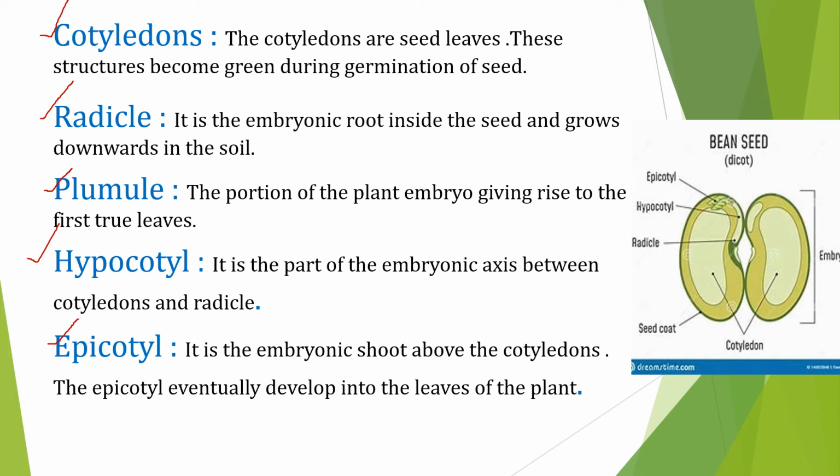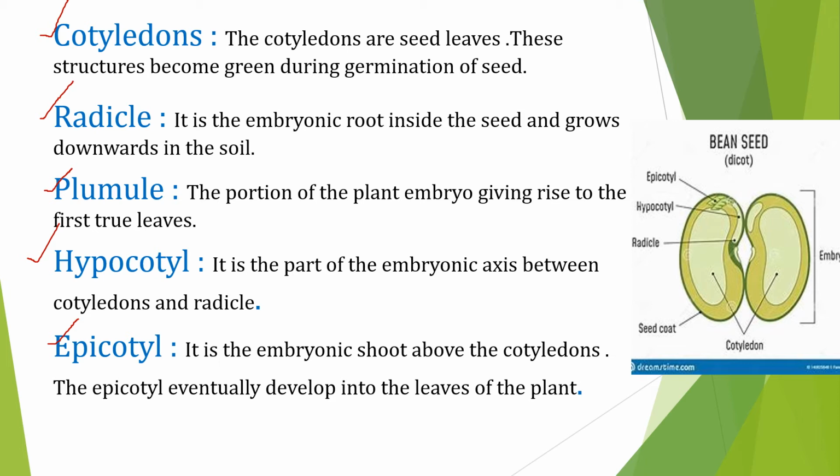Next we come to radicle. Radicle is the embryonic root inside the seed and grows downwards in the soil. It is the lower part of the embryonal axis that gives rise to the root system. Now we come to plumule. The portion of the plant embryo giving rise to the first leaves is the plumule, and you can say that this is the part of the axis between the cotyledons which later forms the shoot.